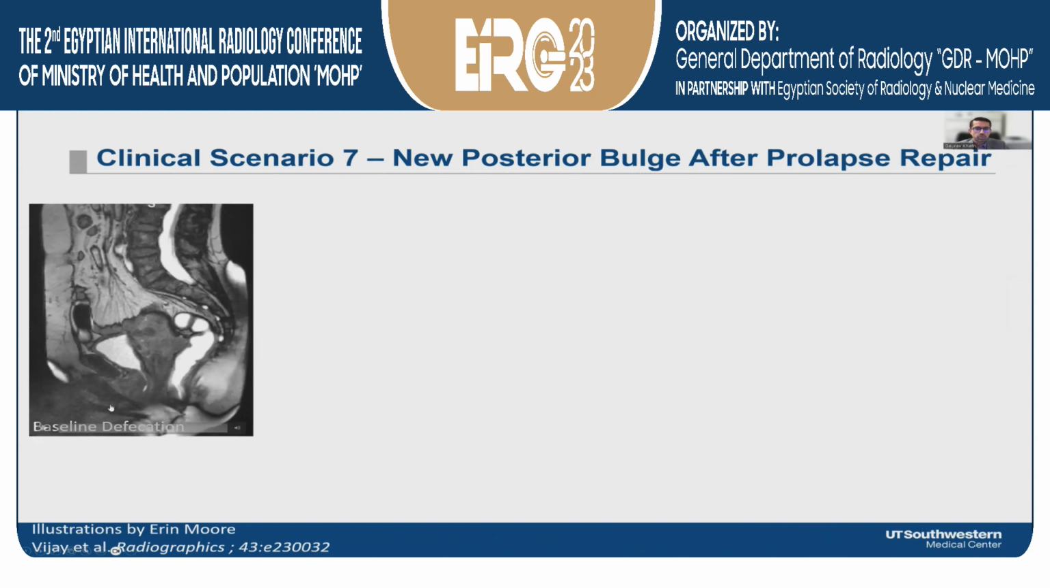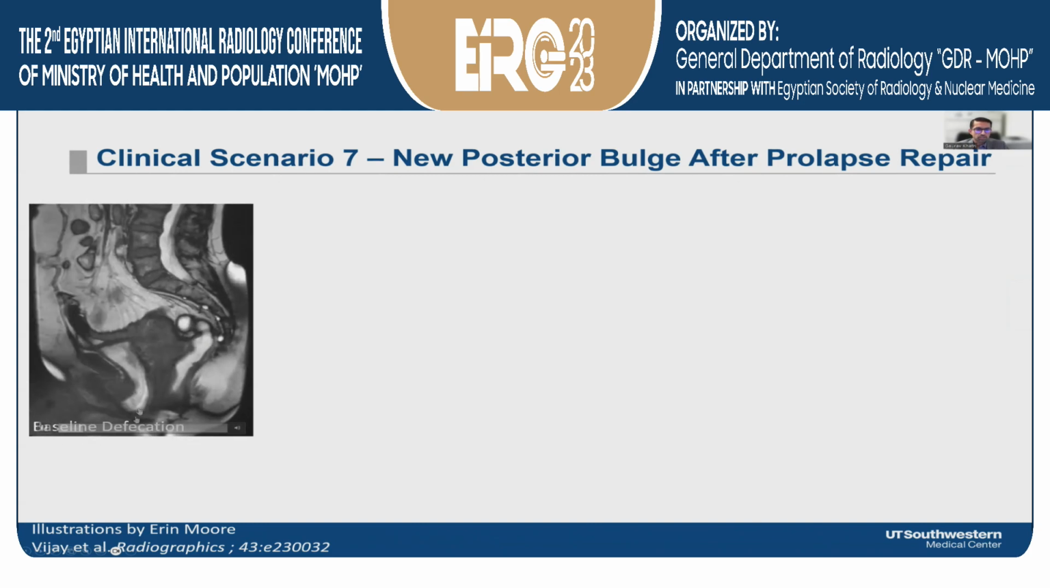All right, so this is a patient that had prior prolapse repair and is now presenting with a new posterior bulge. So this is a defecography before the repair, and on this defecography, you can see the cystocele going between the urethra and the vagina. So this is a cystocele at baseline that this patient had.